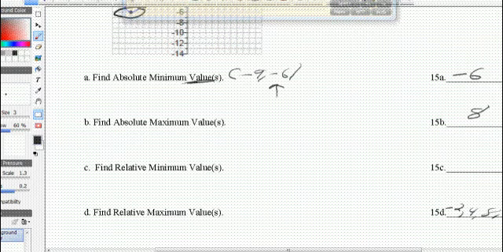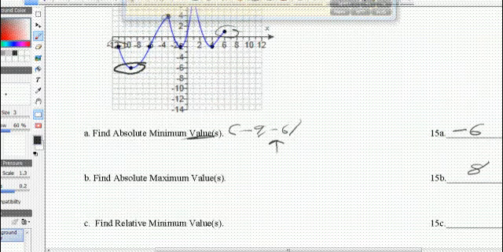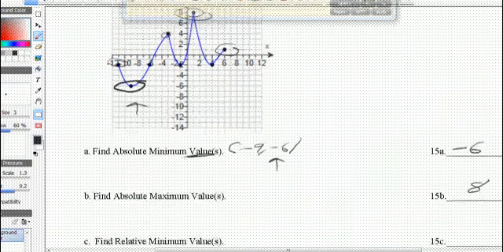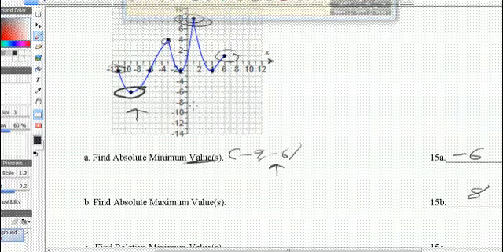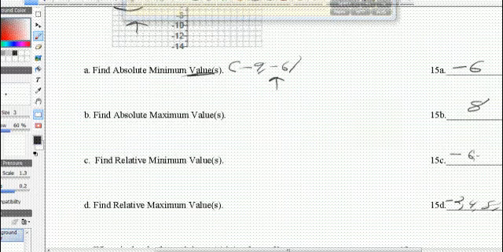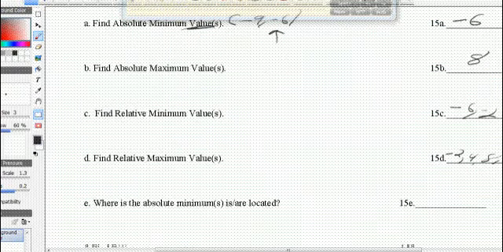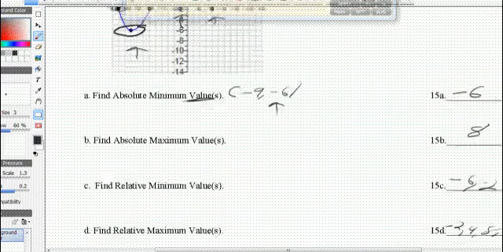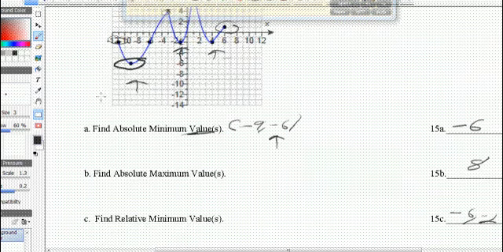My minimum value is going to be who's the lowest. Relative is going to be what? Minus 6. It's the values minus 6, minus 2, and minus 2, which you already got. So I have minus 6 and negative 2. Where's the absolute minimum located? You know that's got to be x equals, right here, x equals negative 9.